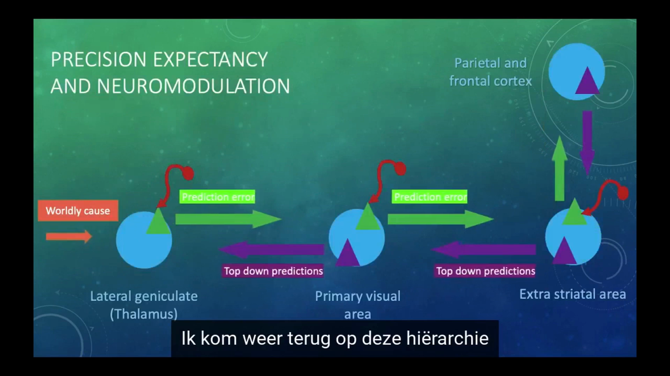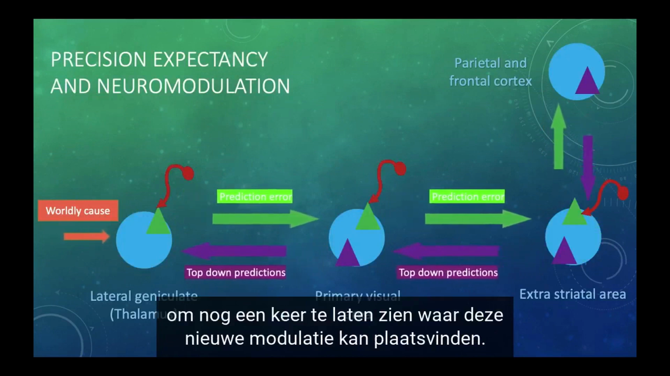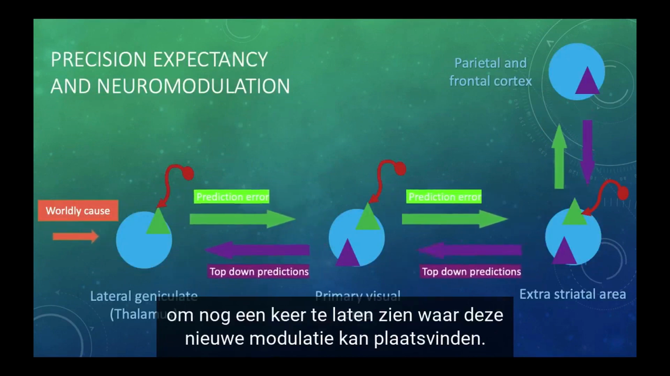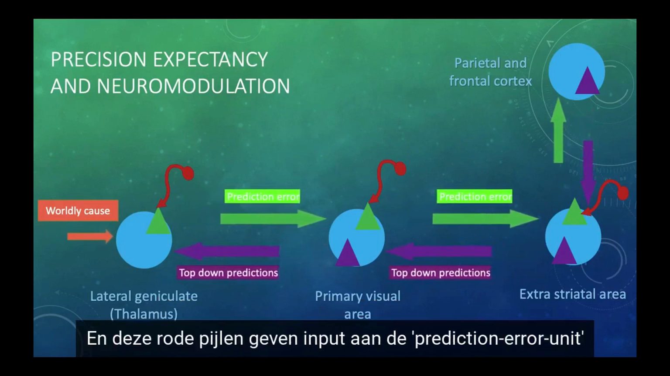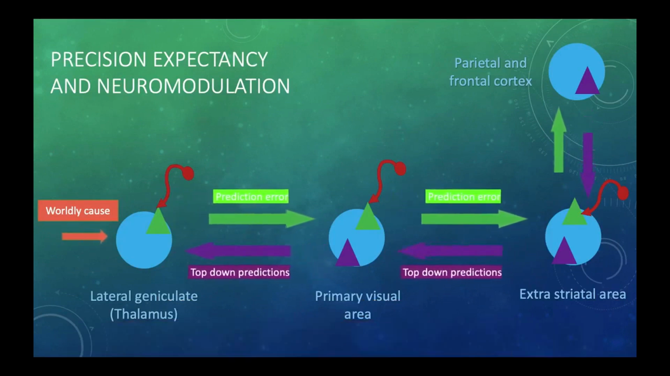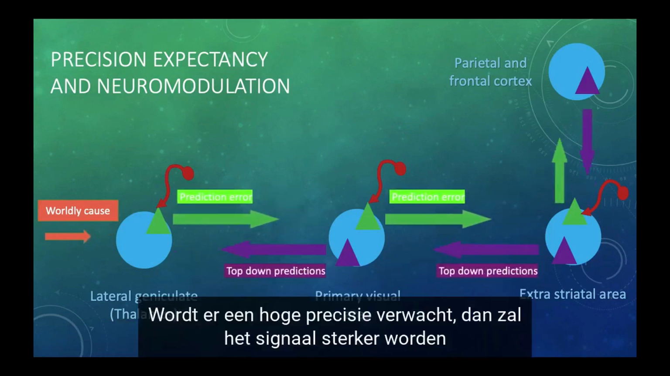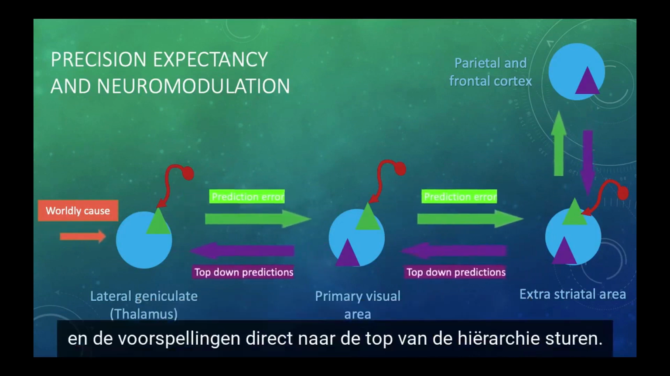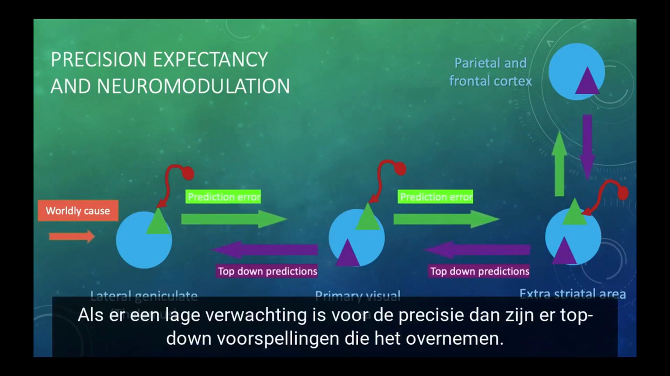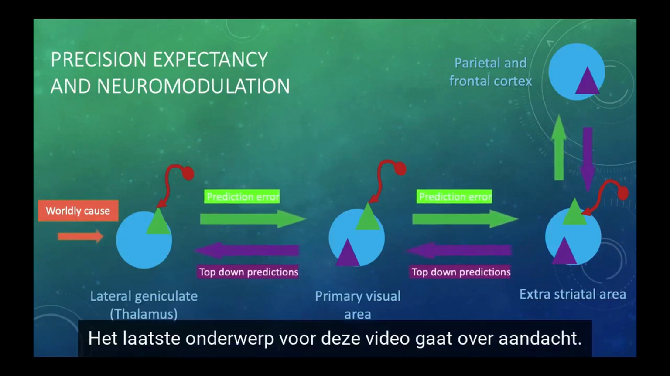Okay, I'm just returning to this hierarchy once more to show where this neuromodulation can take place, and these red arrows are inputting onto the prediction error units, and they can either turn up the gain or have low gain. If it's expecting high precision, it will then turn up the gain and send those prediction errors straight up to the top of the hierarchy. If there's low expectation for precision, then those top-down predictions are going to take over.